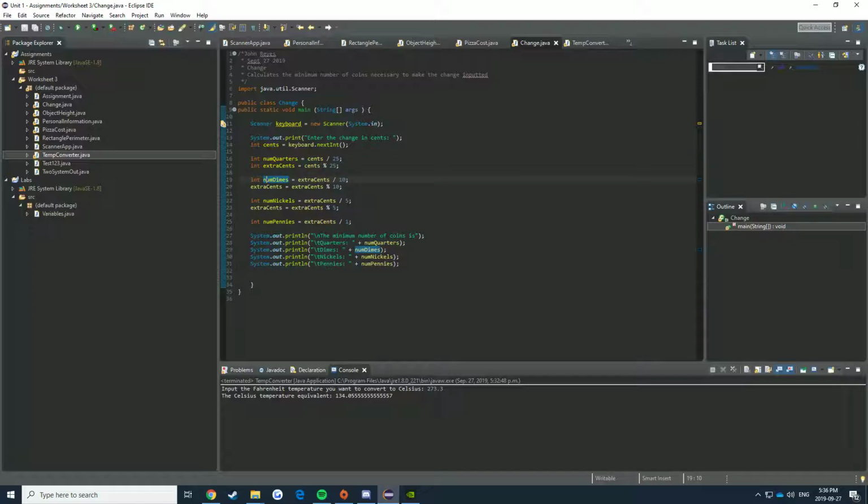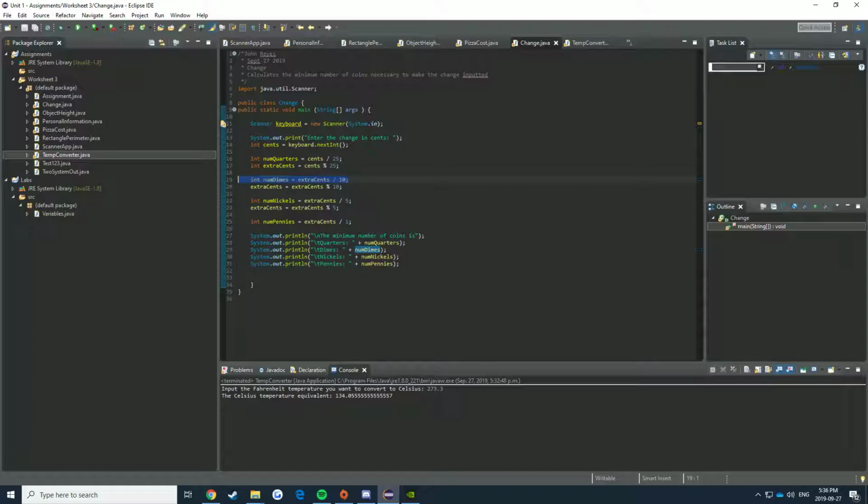So the number of quarters would be 4. Anyways, moving on. Now we move on to dimes, since we can't convert the cents into quarters anymore.